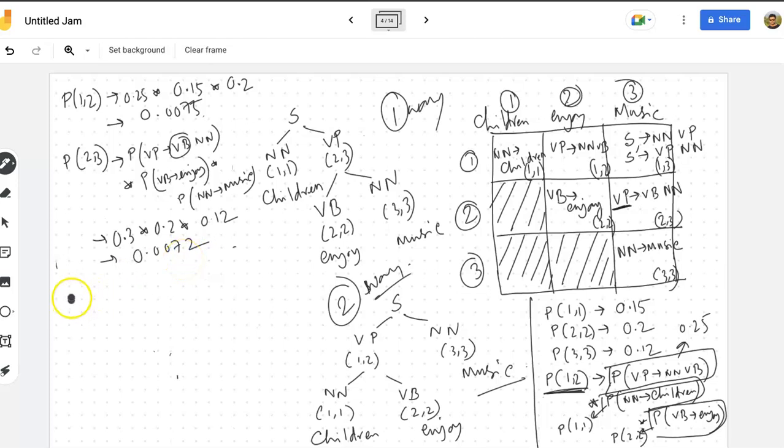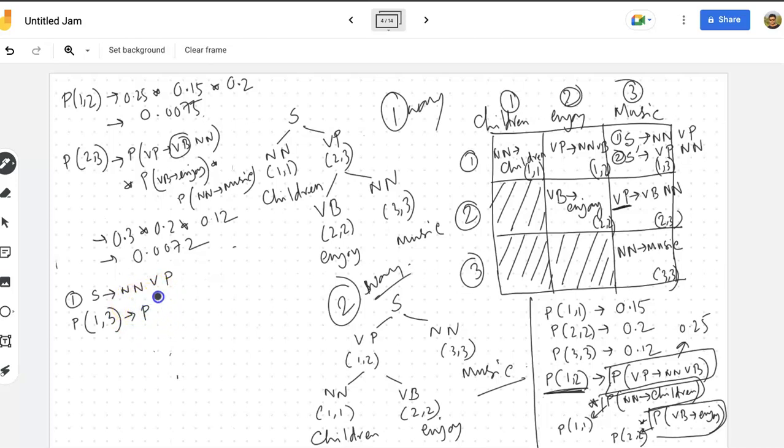Now the main thing, this is the probability of S. There are two possibilities to reach S. This is the first one, and this is the second one. Let's calculate the probability of the first part. The first one is S goes to NN VP. What is the probability of this? It is basically the probability of 1,3.